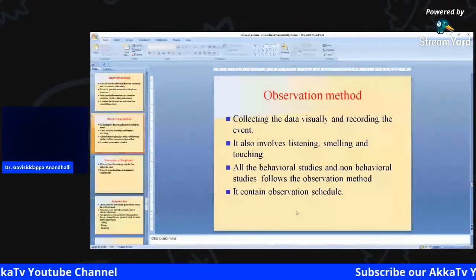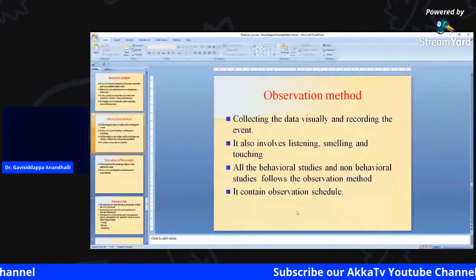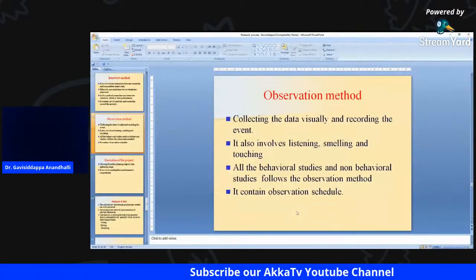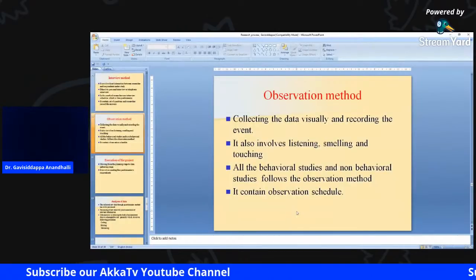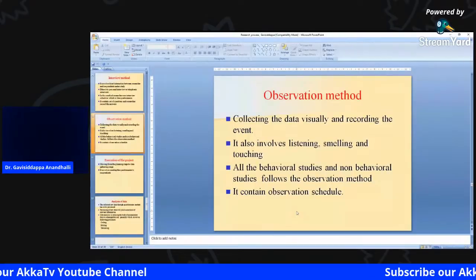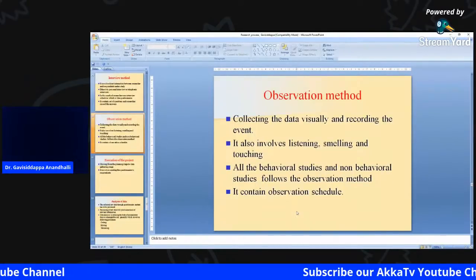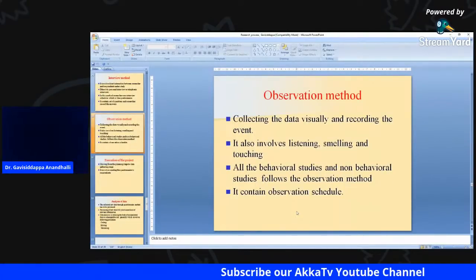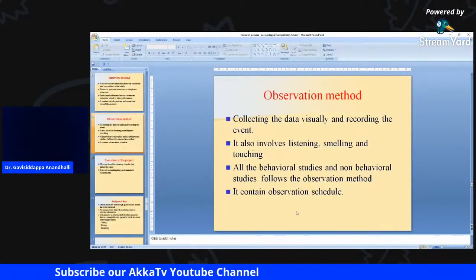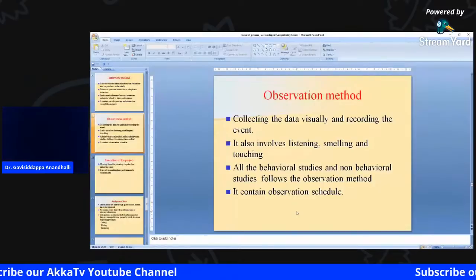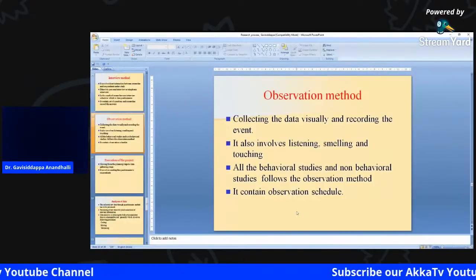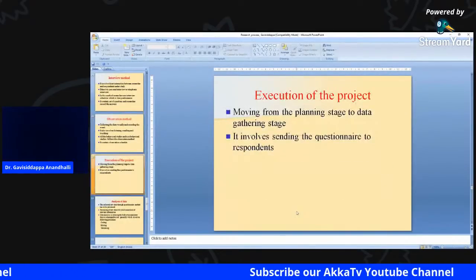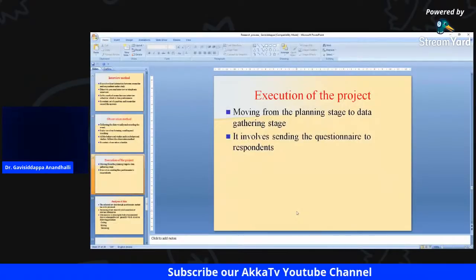So the observation method is used when collecting the data and recording the event. Sometimes it is used for studying the nature and characteristics, especially in the behavioral sciences. You can use this observation method. All the behavioral and non-behavioral studies can follow the observation method, which contains the observation schedule and execution of the project, moving from the planning stage to the data gathering stage.